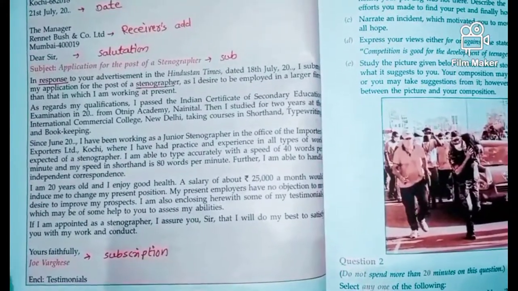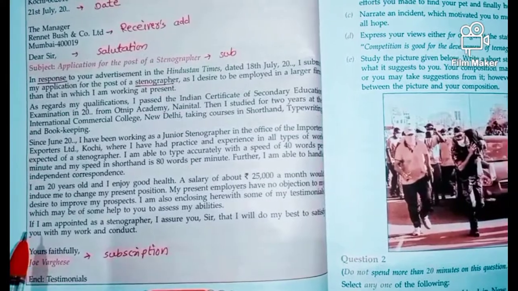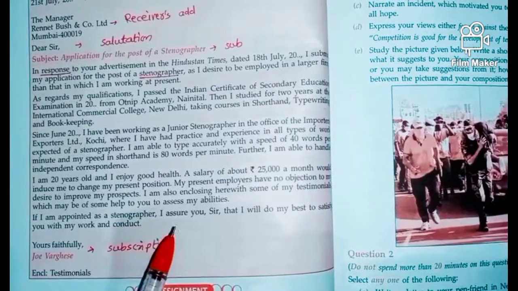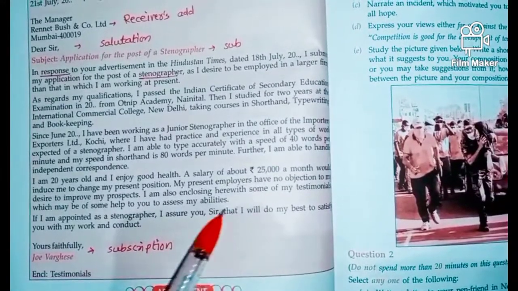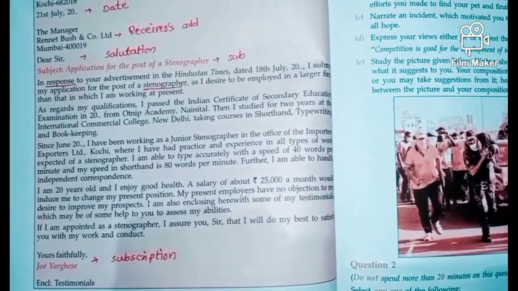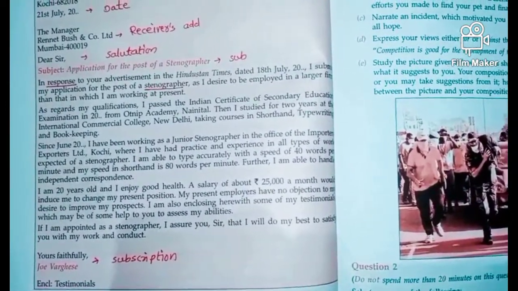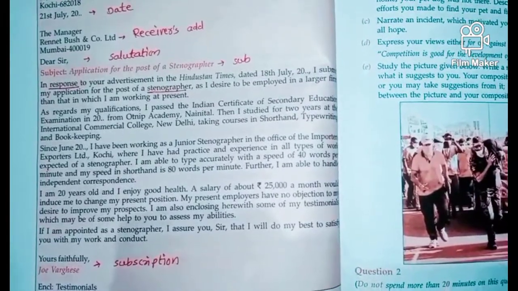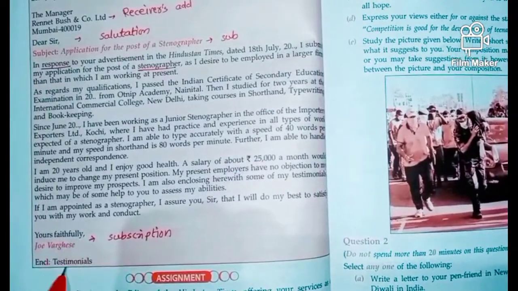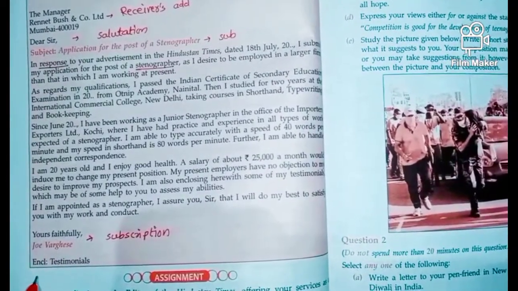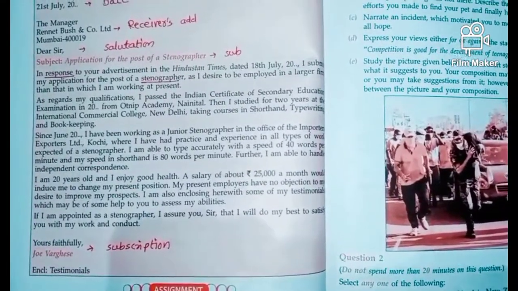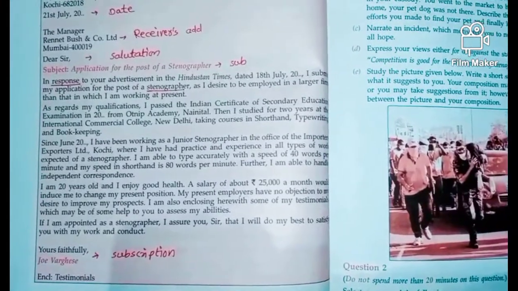And finally, the last sentence is the concluding sentence, and in it is written that if I am appointed as a stenographer, I assure you, sir, that I will do my best to satisfy you with my work and conduct. So you are giving the assurance and you are eager to join this job if you are paid a 25,000 salary per month. And finally comes the subscription, that is yours faithfully, Joe Varghese, and enclosures means testimonials, along with that letter you are attaching some certificates of experience and your qualifications.